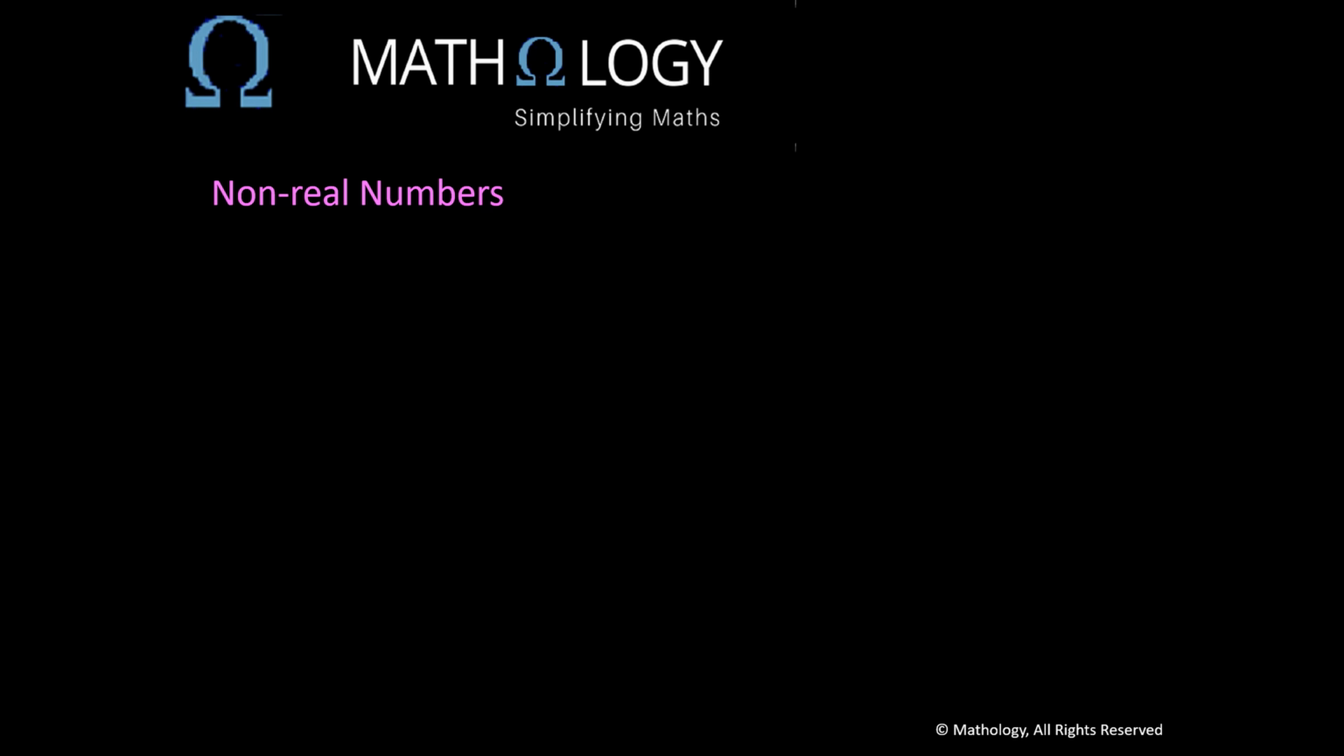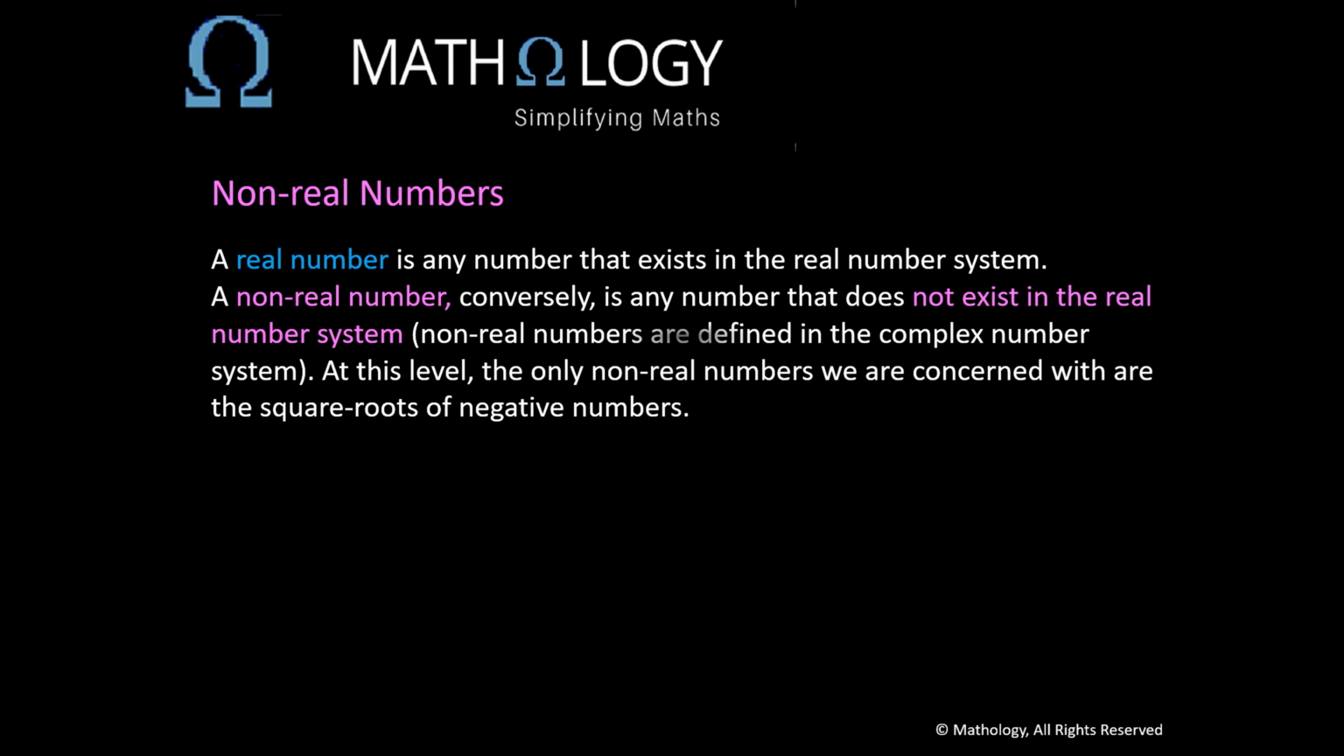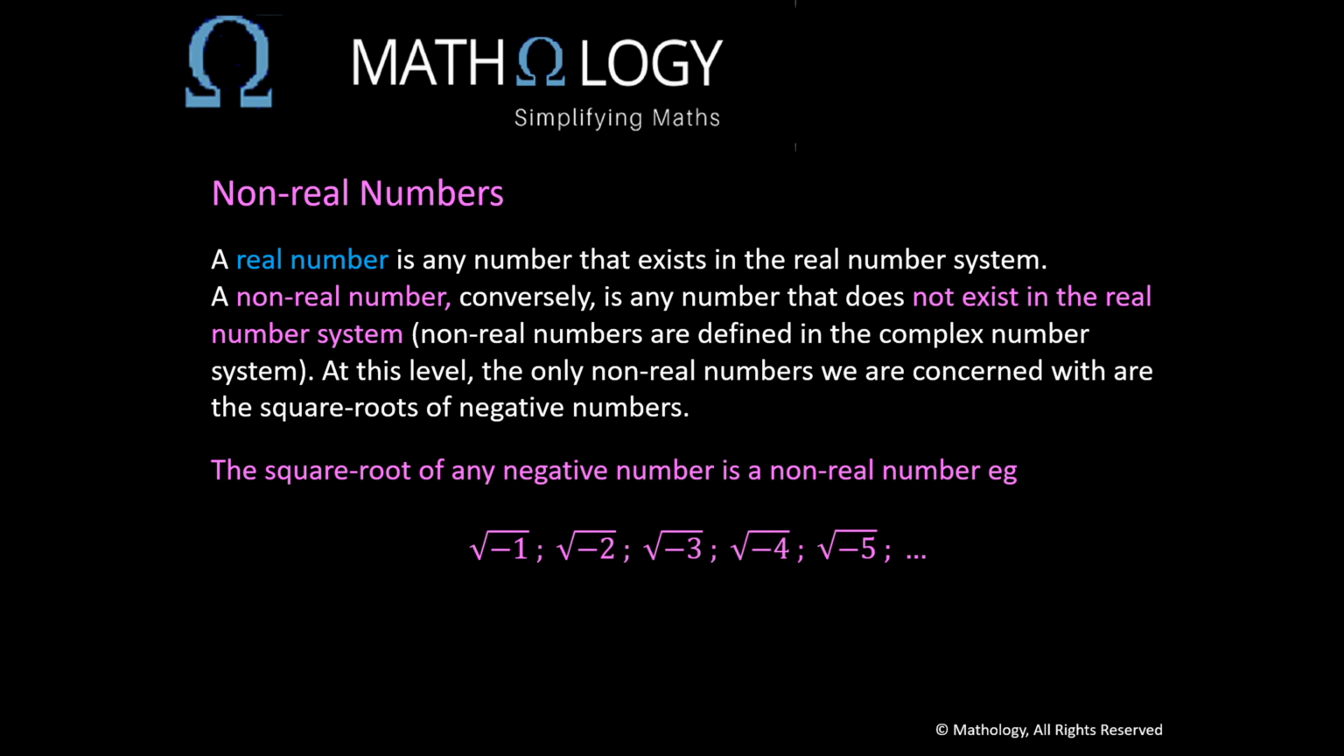A non-real number is any number that does not exist in the real number system. The non-real numbers do, however, have a value in the complex number system, which is not our concern at school level unless you are doing advanced maths. The only non-real numbers we are concerned with are the square roots, or even roots, of negative numbers. To be clear, the square root of a negative number is non-real.